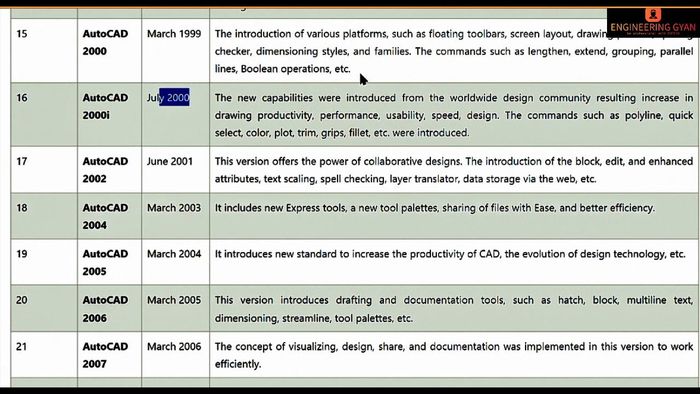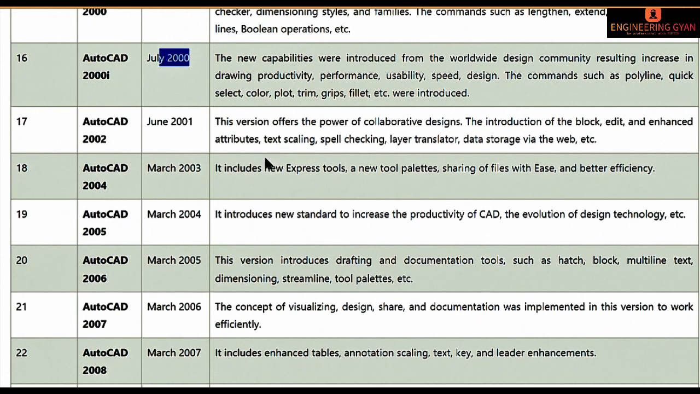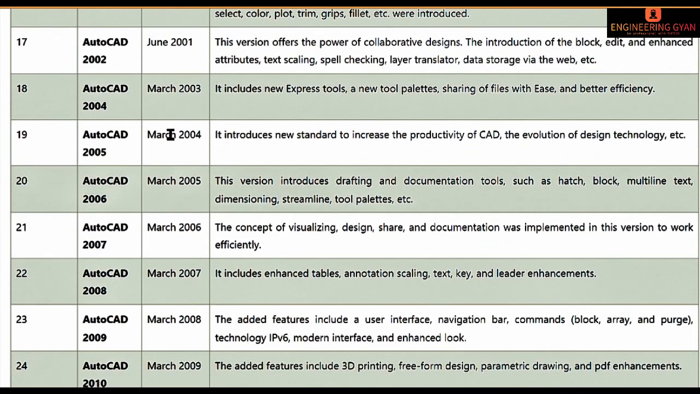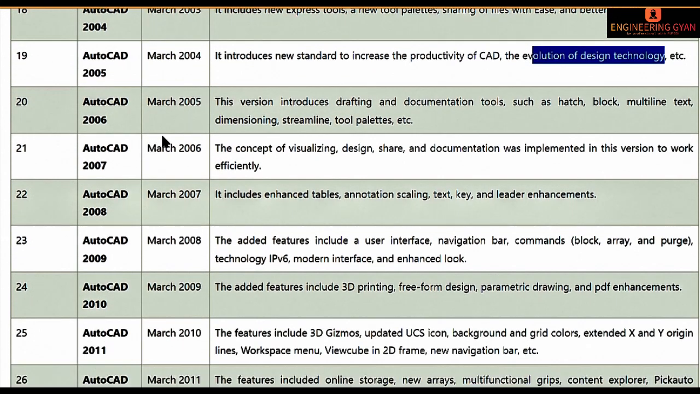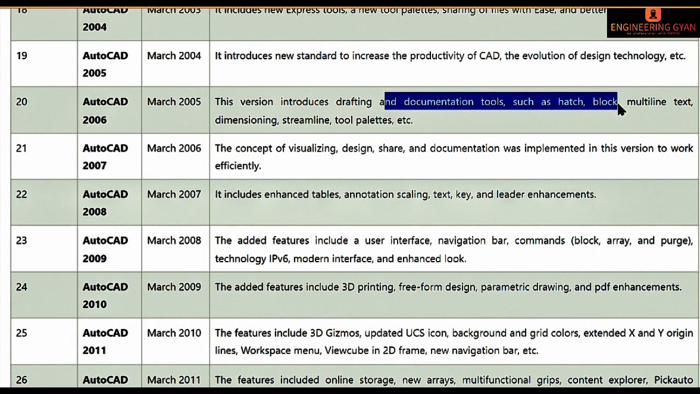AutoCAD 2002, June 2001, and this version offers the power of collaborative design and the introduction of the block editor and many more. AutoCAD 2004 includes the Express tools, tool plotter, sharing files and many more. AutoCAD 2005 introduced the productivity of CAD and evolution of design technology. AutoCAD 2006, this version's drafting and documentation tools such as hatch, block, multiple lines were introduced.